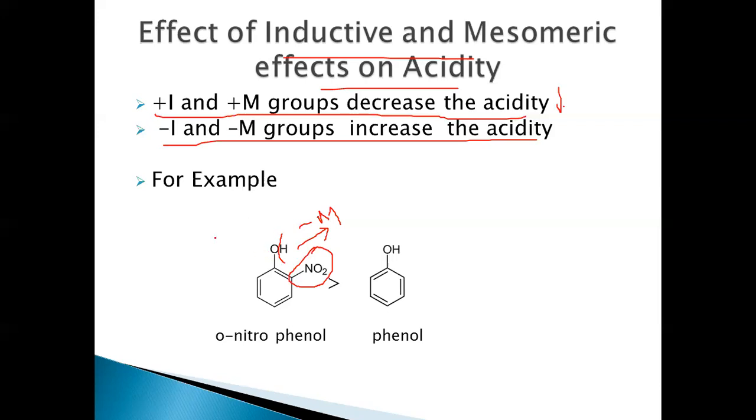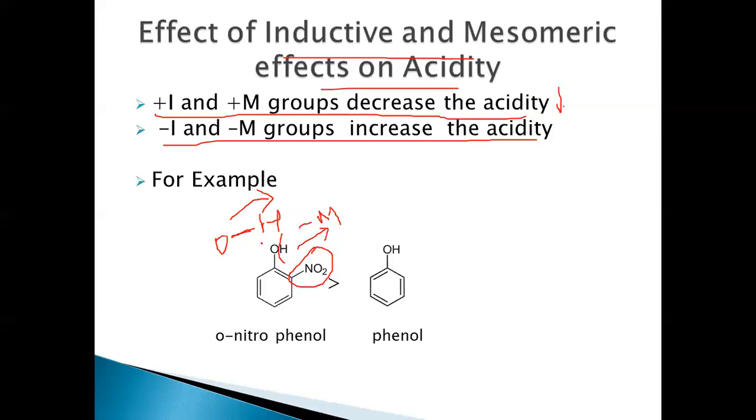So OH bond dissociation becomes easy here. It can easily give away the proton here. So it is more acidic when electron withdrawing groups or the minus M effect groups are present on the ring. It will make the OH bond dissociation easy because it will decrease electron density on the oxygen. So it can easily donate the protons. If it can easily donate the protons, it can act as an acid.